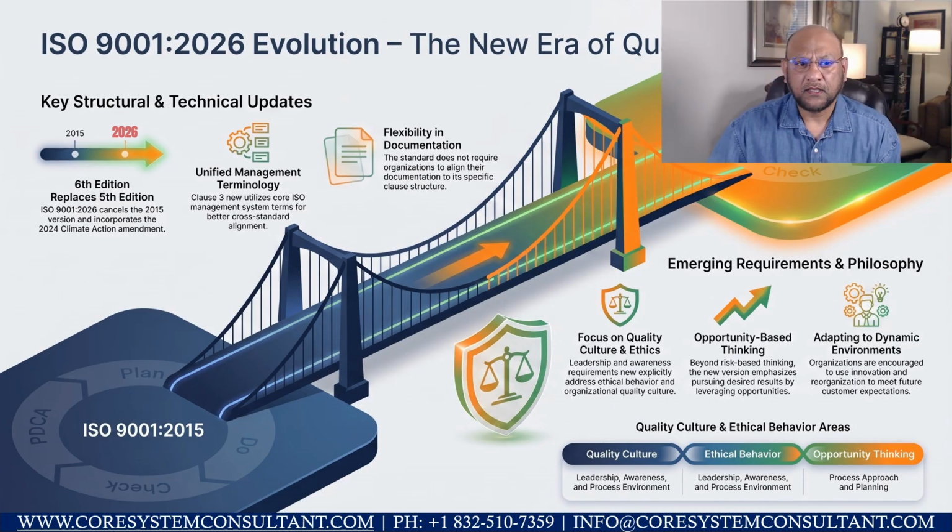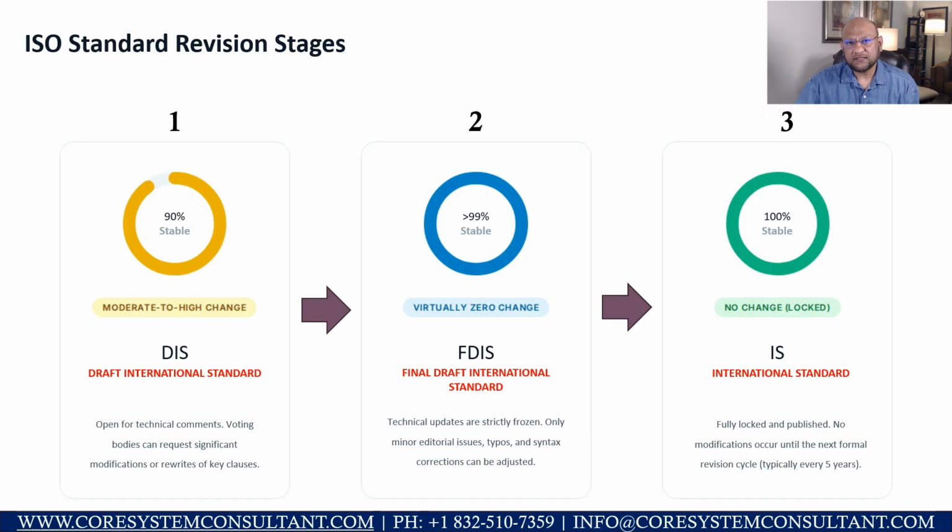Now, ISO standard revision stages. The revision of any ISO standard always takes place in three stages. Stage one is called DIS, which stands for Draft International Standard. When changes are proposed, they are evaluated by the members of the ISO technical committee. Then the changes happen, and those changes are incorporated into the FDIS. FDIS is called the Final Draft International Standard, as you can see in stage two, and this is what we have had since April 2026.